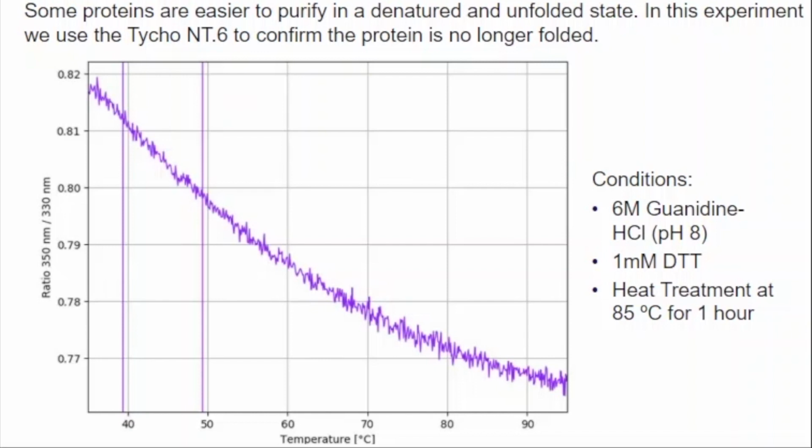And I took a sample from that protein and I ran it on the Tycho. As you can see, there's no longer any evidence of a transition. There's no folding. The trace just goes straight down. There's no longer any folding there. And so we know that our denaturing step, our heat treatment step, was successful. We know that the protein is now unfolded. And once we've unfolded our protein, the next step would be to refold it so that we can get it back into a usable state. And we use the Tycho for this as well.